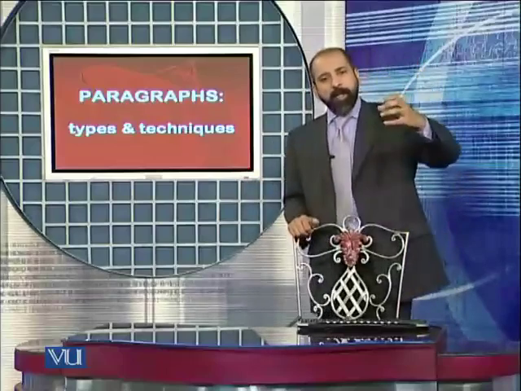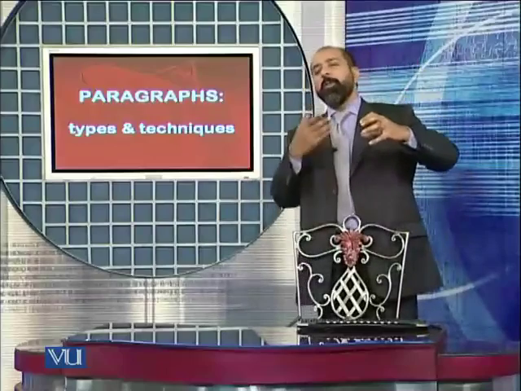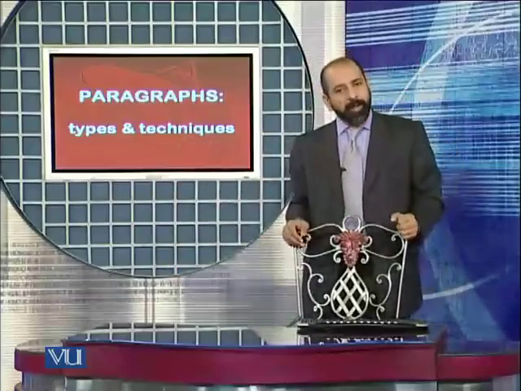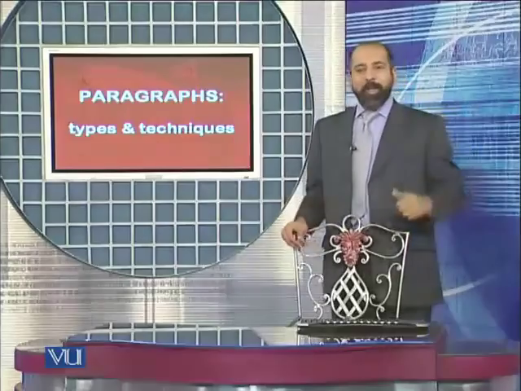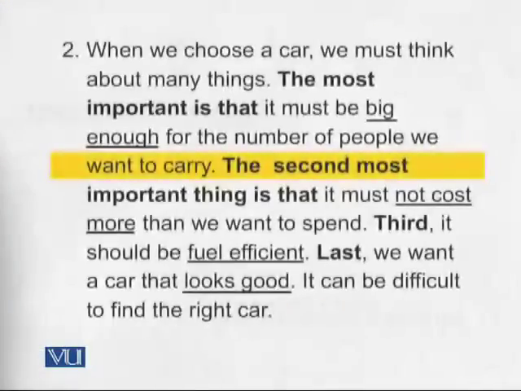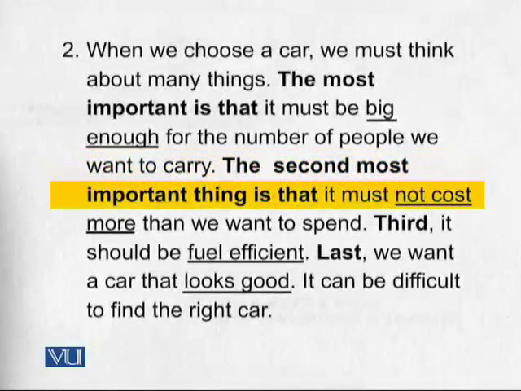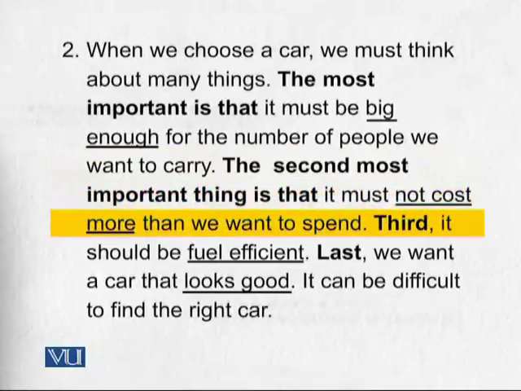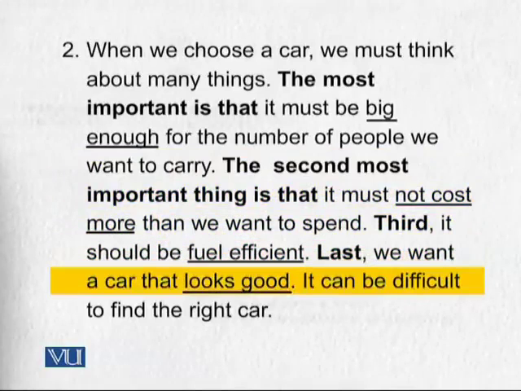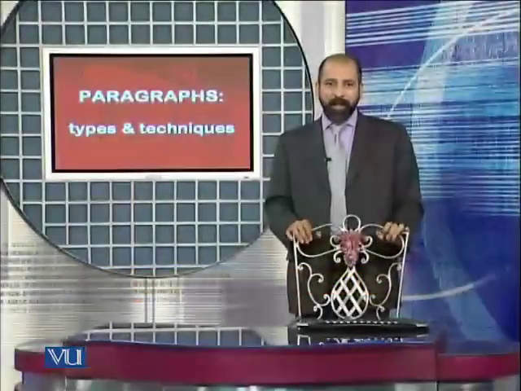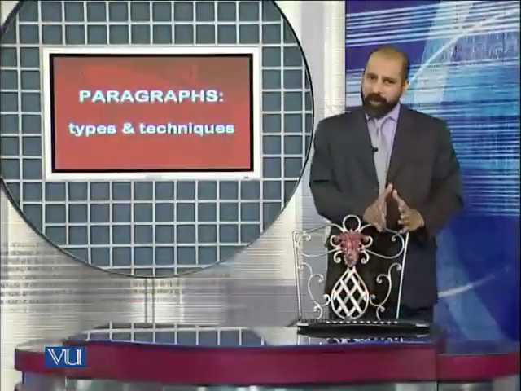Most important, second most important, third most important, or maybe in the end, something least important. So the most important thing to keep in mind before going to buy a car is so-and-so. The second most important thing is that it must not cost more than we want to spend. Third, it should be fuel efficient. Last, we want a car that looks good. It can be difficult to find the right car.